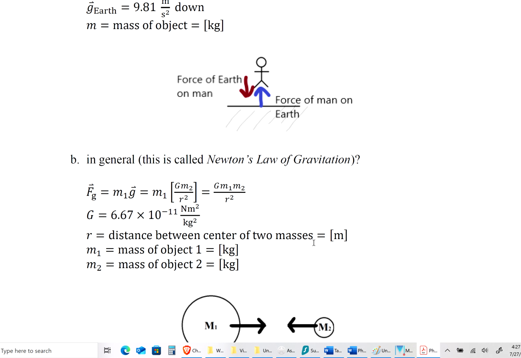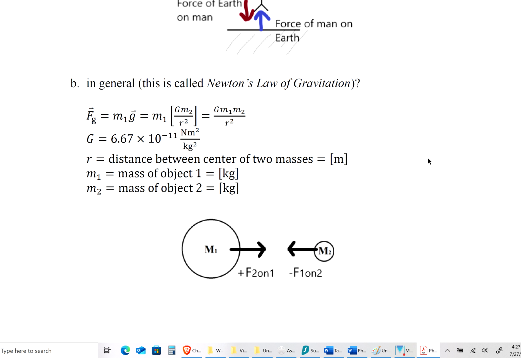Part B, the general equation for the force of gravity is G m1 m2 over r squared, where G is a constant, m1 and m2 are the masses of object 1 and 2, and r is the distance between the 2 centers.